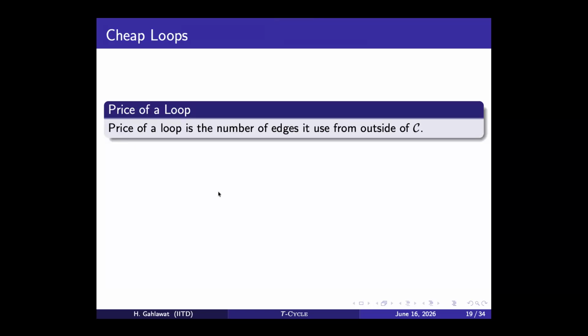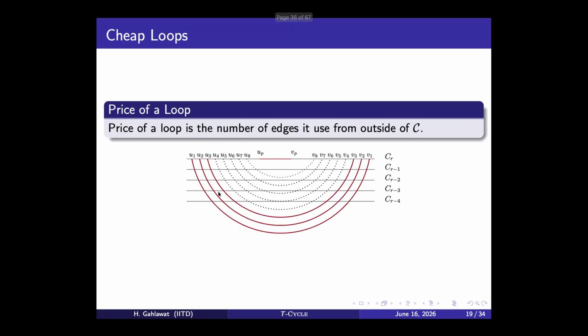Now, we define something called cheap loops, and we will argue about the structure of a cheap loop. By the way, this is not particular to our problem. Disjoint path algorithms have been using it since forever. What we say is that the price of a loop is the number of edges it uses outside of these concentric cycles. Every edge that you take from the concentric cycles is free, but every edge that you take outside of them is very expensive. For example, these red portions are very expensive, because they are used from outside of these concentric cycles.